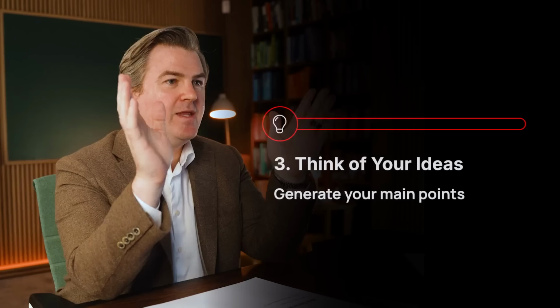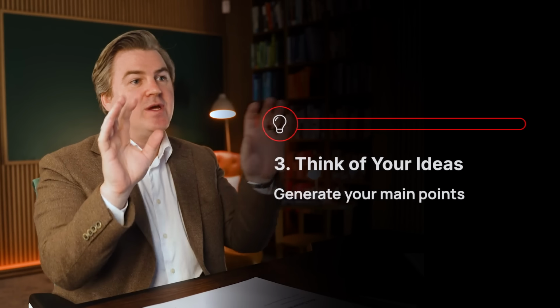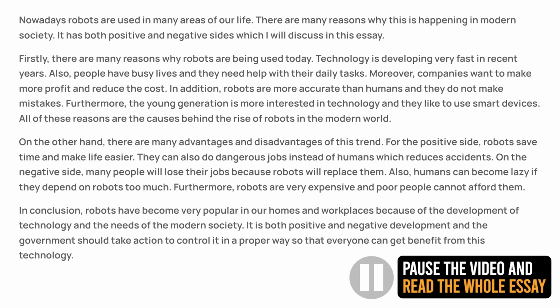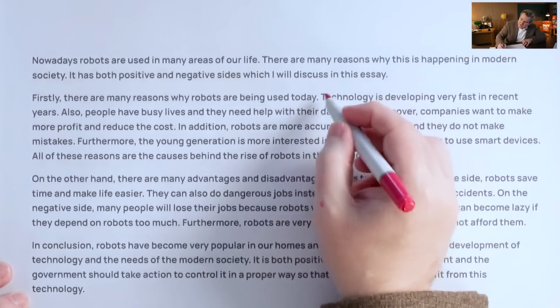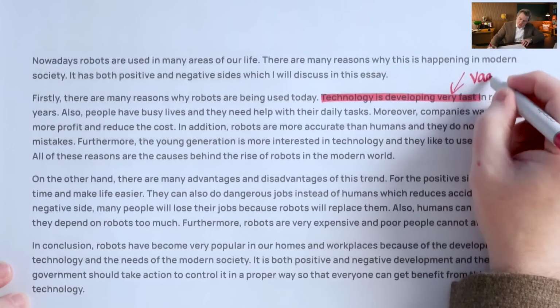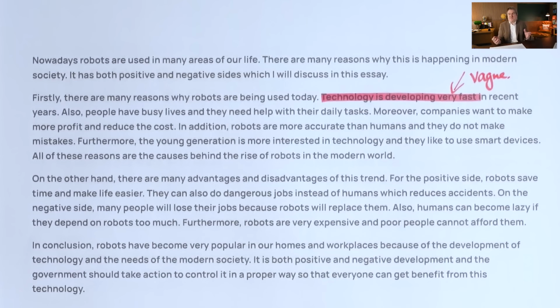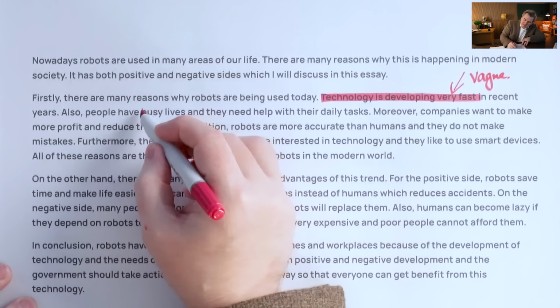So now we have analyzed the question, we fully understand it, we fully understand what to do, we've taken our position. The next is we need to generate ideas. So what I want you to do is look at this essay, pause the video and think about is this a good essay, is it a bad essay? If so, what are the problems? So if we have a look at the ideas that this student has, so technology is developing very fast. It's quite vague. It's not bad, but it's quite vague. And people have busy lives.